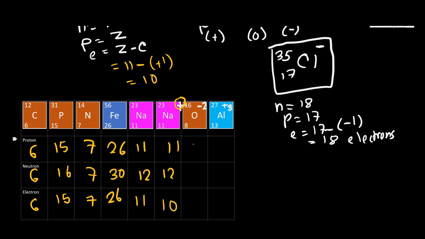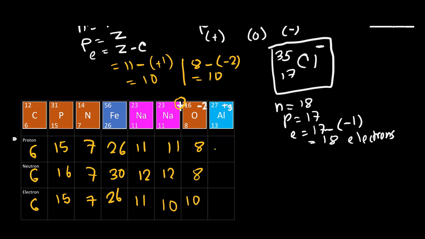Okay, let's do this. Number of protons, that's 8. Number of neutrons, 8. Number of electrons, well, it should be 8 if it's neutral, but we can say it's not neutral. It has minus 2. What does that mean? Well, we have more electrons, so it should be more than 8. How much more? Well, you can also do it like this. 8, which is Z, minus 2. Now, this becomes 10. So we have 10 electrons.